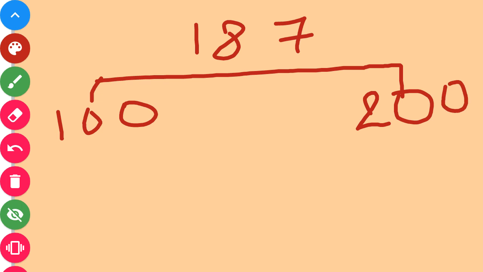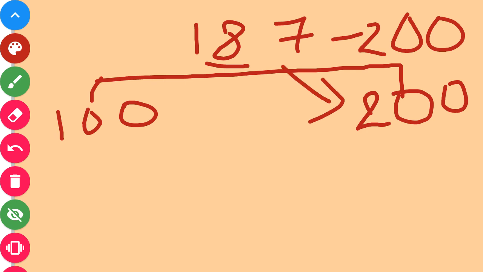Okay. So we will see the number at the tens place. 8 is there at the tens place. So this 8 will get rounded up. 7 will become 0. 8 also will become 0. And as 8 is greater than 5, this 1 will get increased by 1. This will become 200. Also kids, we can see here that 187 is nearer to 200.